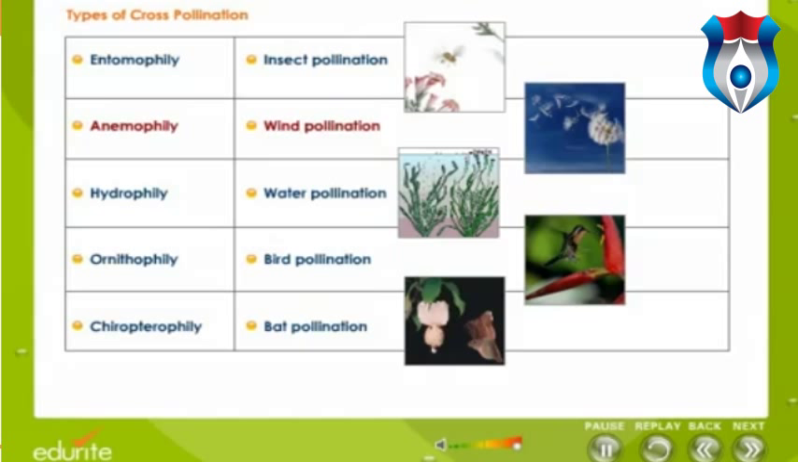Hydrophily. Phenomenon by which the flowers are pollinated by water is called as hydrophily or water pollination. Ornithophily. The phenomenon where flowers are pollinated by birds is called ornithophily or bird pollination. Chiropterophily. Pollination carried by bats is known as chiropterophily or bat pollination.